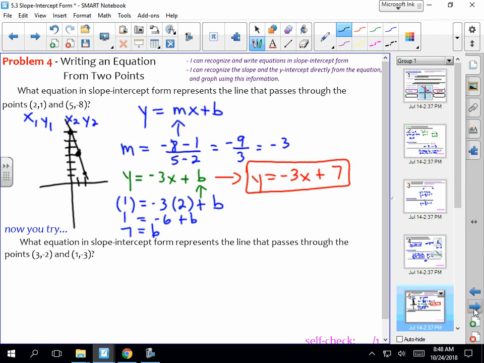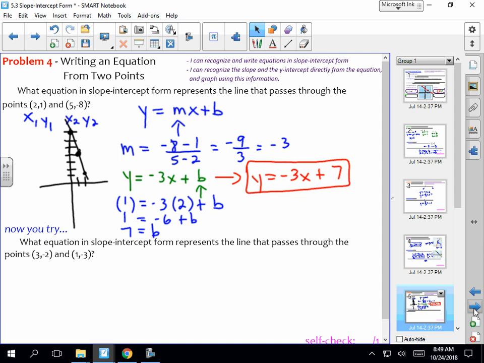When we plug in the point 2, 1, we're finding out if that line were to continue through the 2, 1 and keep going at a slope of up 3, left 1, up 3, left 1, which is negative 3, it would eventually hit the y-axis at 0, 7. So it's a visual representation of what we're doing.